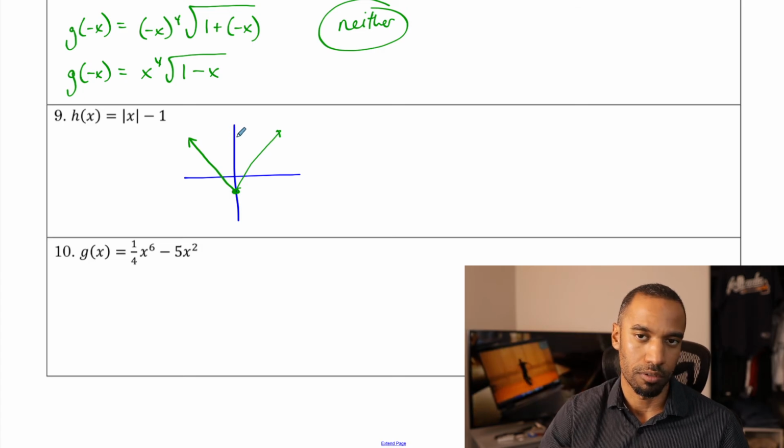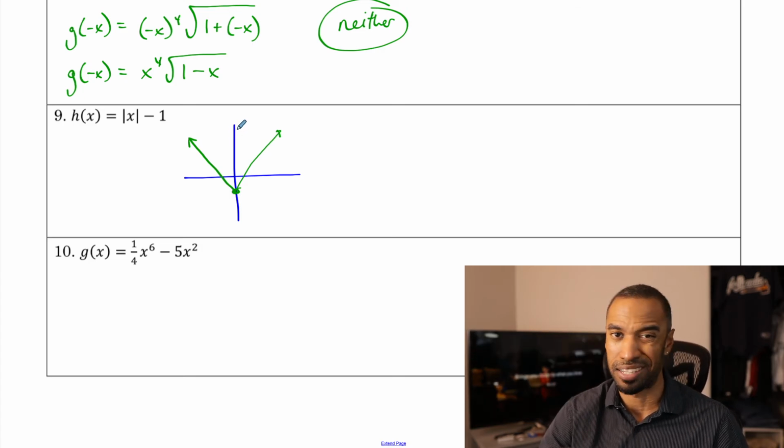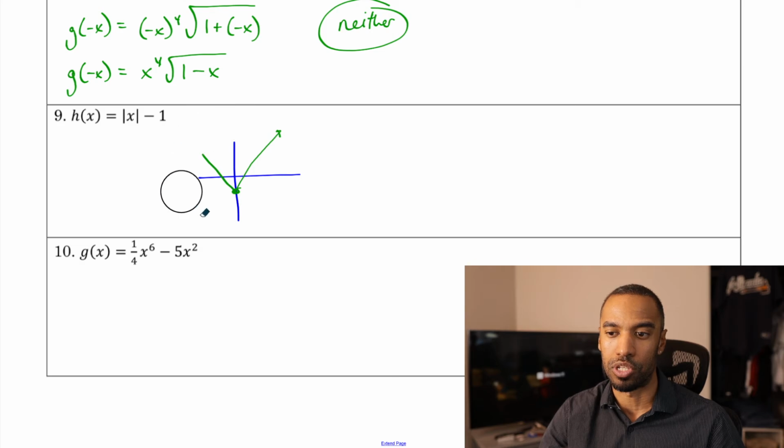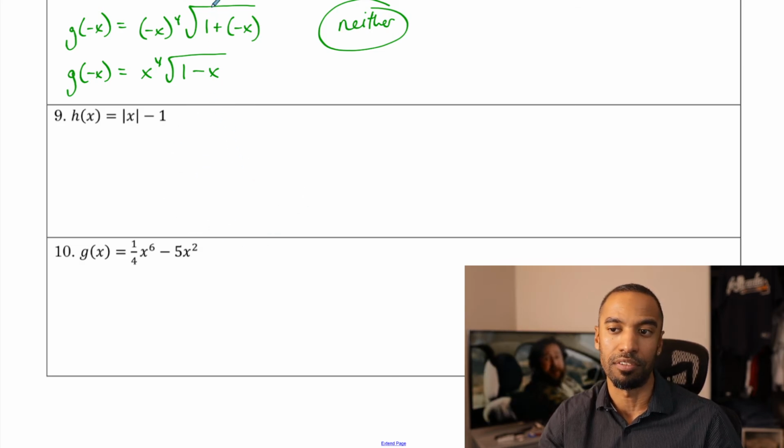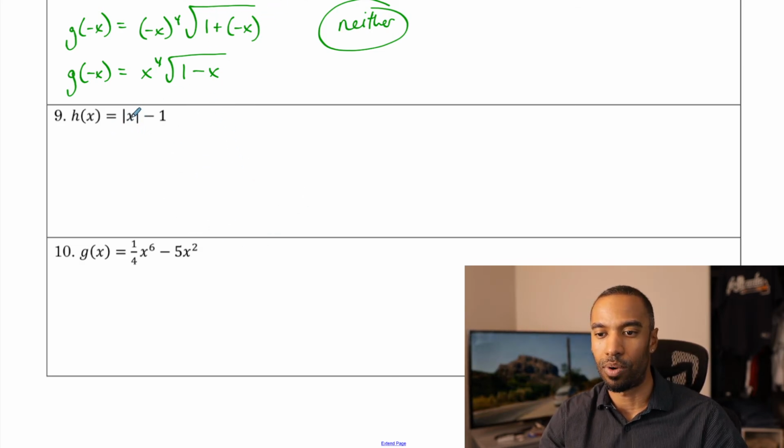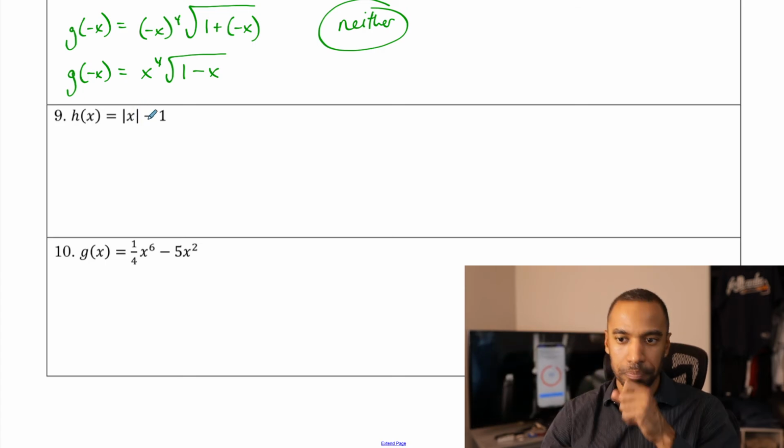It is symmetrical across the y-axis. Make no bones about it, guys. This is an even function, even though it's not of even degree and stuff like that. It will be even. But let's get into the nitty-gritty of what happens with the absolute value stuff here.